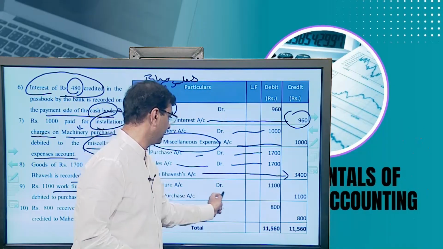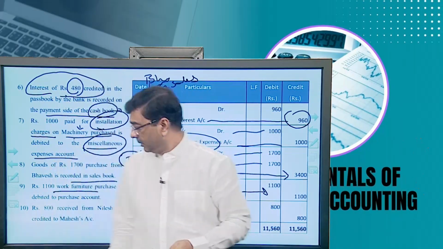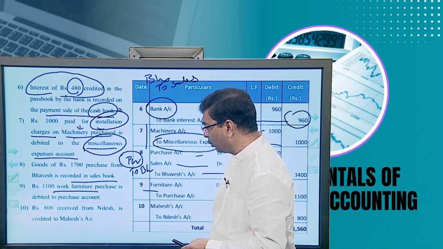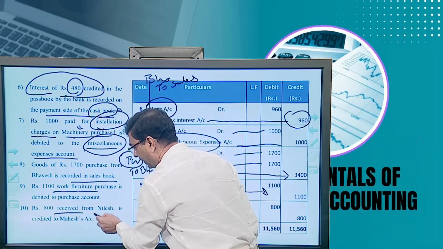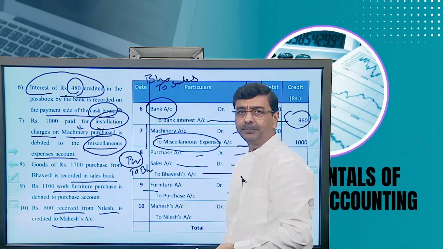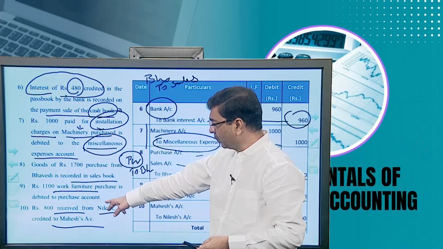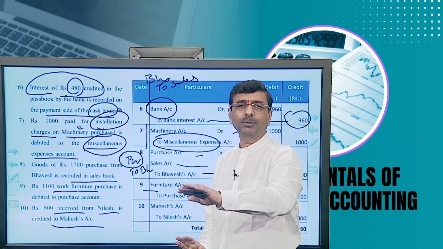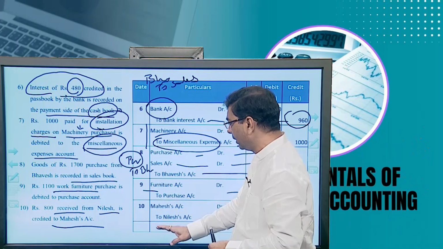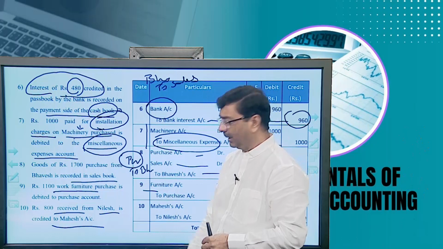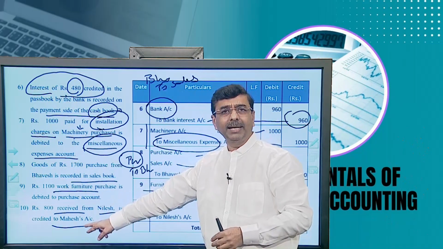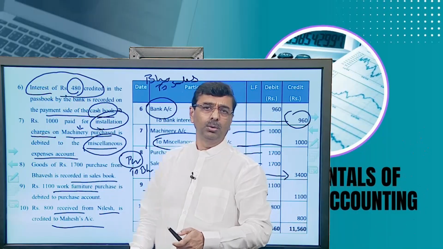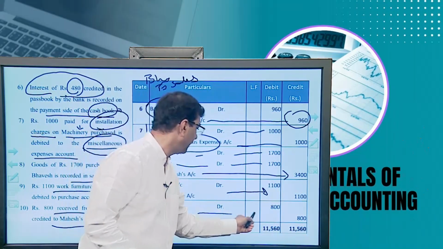furniture account is debited to purchase account, 1100. One more transaction: rupees 800 received from Nilesh is credited to Mahesh account. That is wrong. Actually, received from Nilesh means cash comes in, cash debit, so cash was rightly recorded. Only the giver was wrongly recorded. The right one is Nilesh, wrongly credited to Mahesh, so Mahesh has to be debited, reversed. So Mahesh account debited to Nilesh account 800.